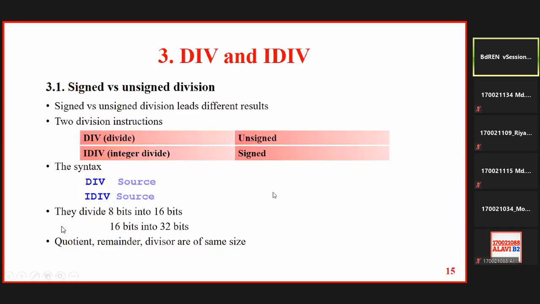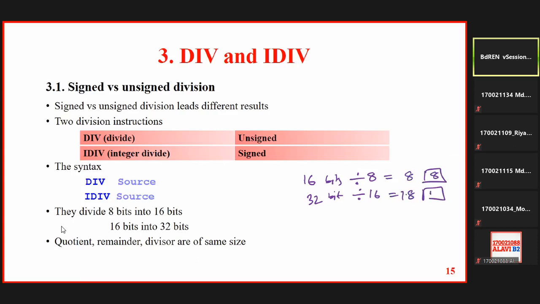Okay, now we'll be moving to division. There is unsigned division and signed integer division, that is div and idiv. The dividend can be 16 bits or 32 bits. We can divide this 16 bit with 8 bits, and this one with 16 bit, and there will be a result and a remainder.